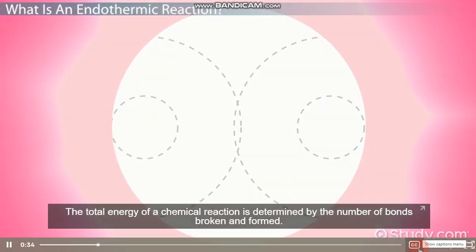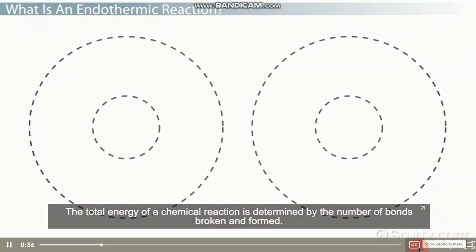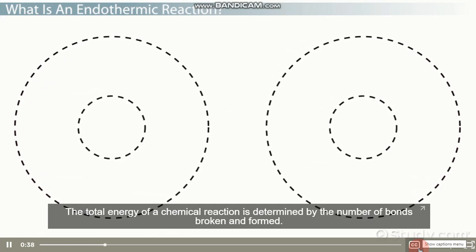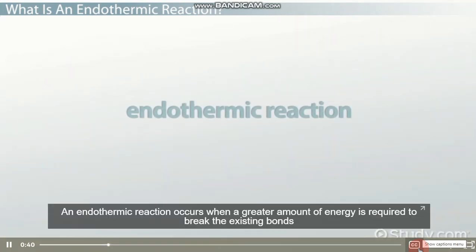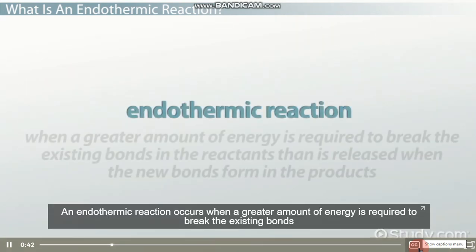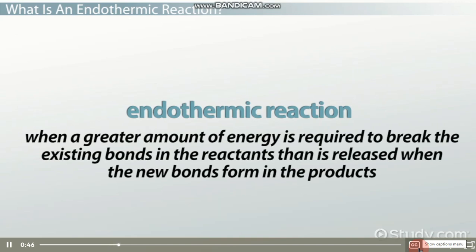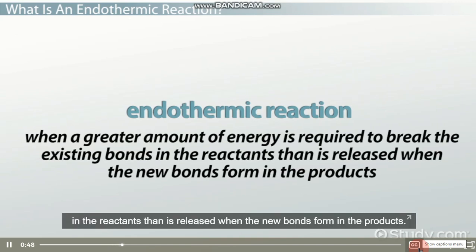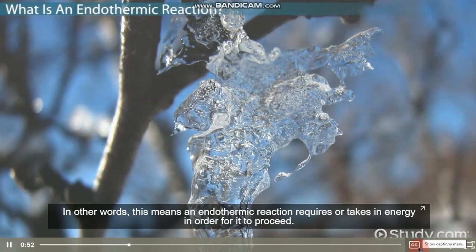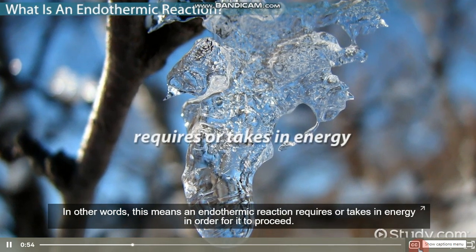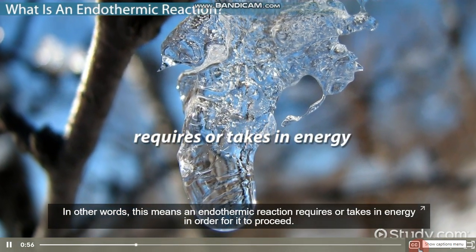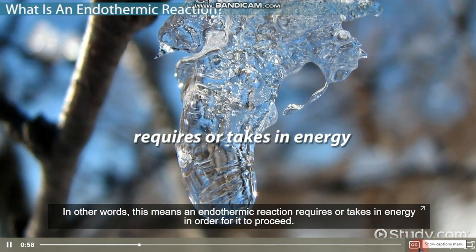The total energy of a chemical reaction is determined by the number of bonds broken and formed. An endothermic reaction occurs when a greater amount of energy is required to break the existing bonds in the reactants than is released when the new bonds form in the products. In other words, this means an endothermic reaction requires or takes in energy in order for it to proceed.